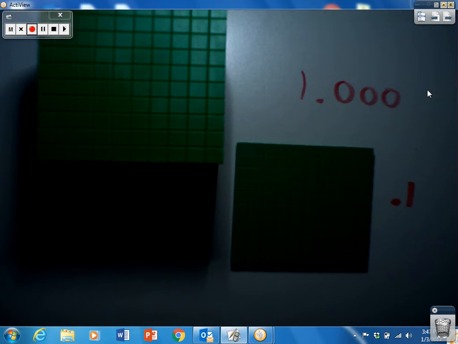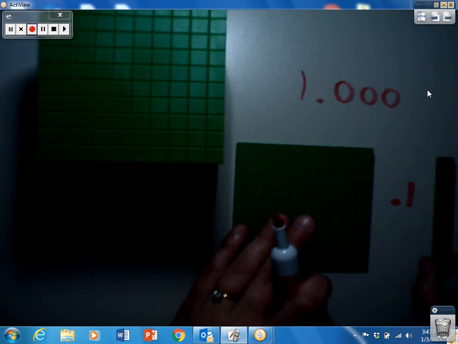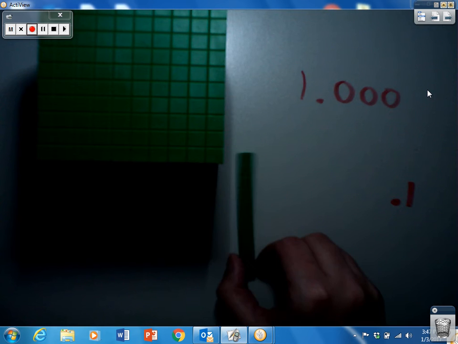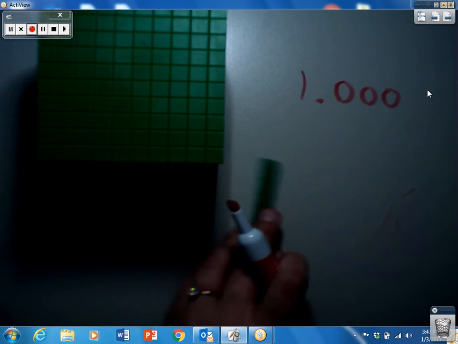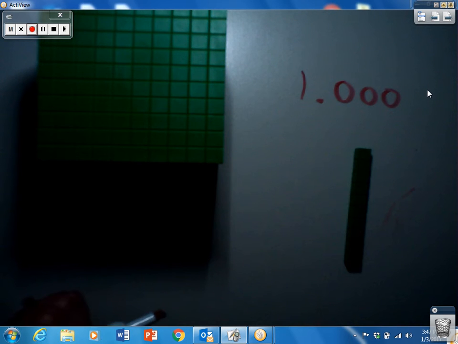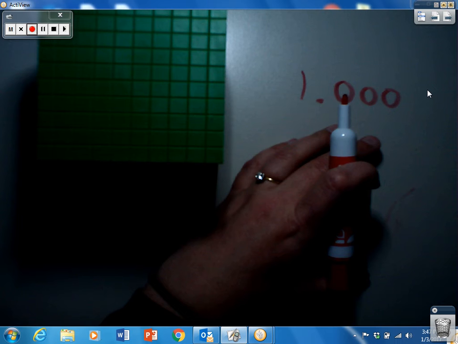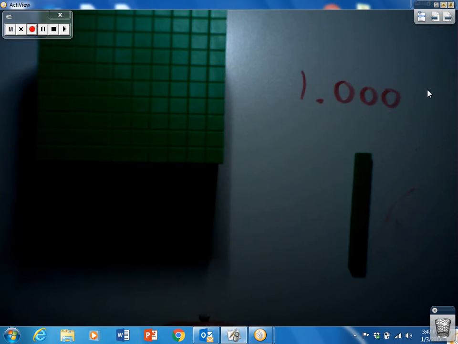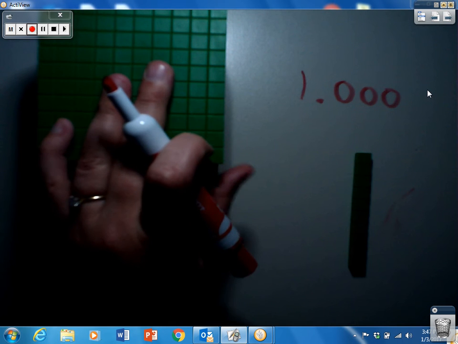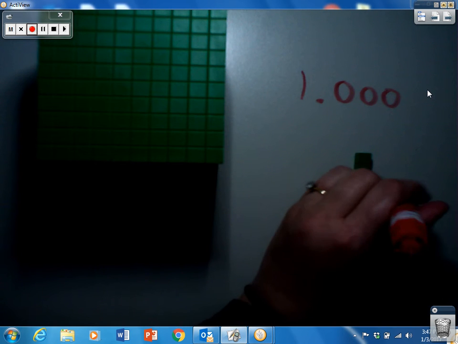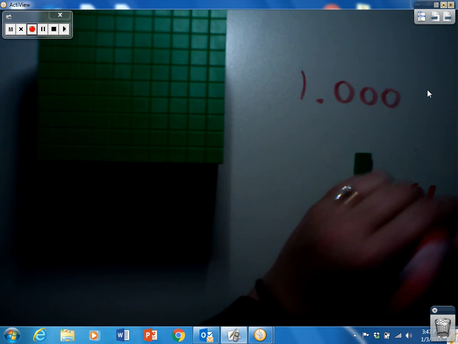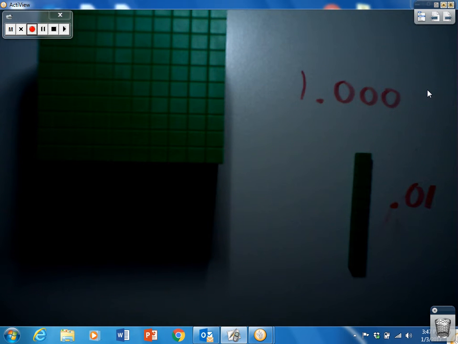What if I have this item? How many of these longs or rods would you find in your one whole? That's right, 100 of these would be in your whole. So that would be 1/100th of the whole thing.